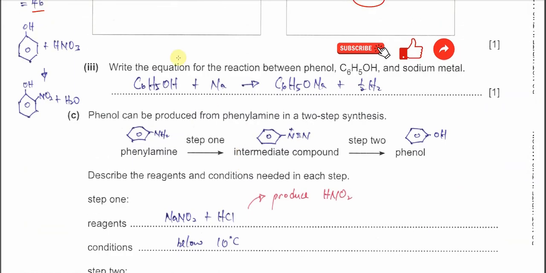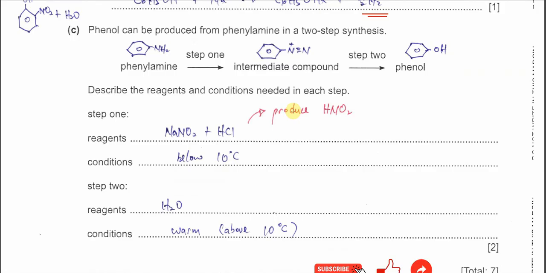Part 3, write an equation for the reaction between phenol and sodium metal. It's just like the reaction of alcohol with sodium. So it will form sodium phenoxide, and of course it will form half a mole of H2, hydrogen gas.